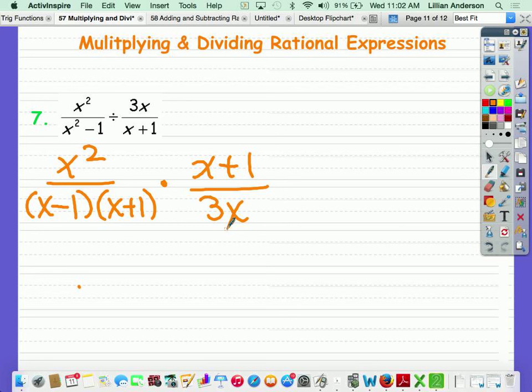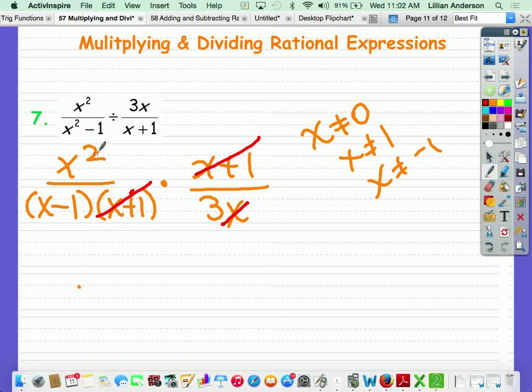Alright, my restrictions here: x cannot equal 0, x cannot equal 1, and x cannot equal -1. So when I start to cancel, I know the x plus 1's cancel out, and then this x here can cancel out with one of these x's up here because it's being multiplied by the 3, not being added. So my final answer will be x over 3 times x minus 1. Raise your hand if you got that.